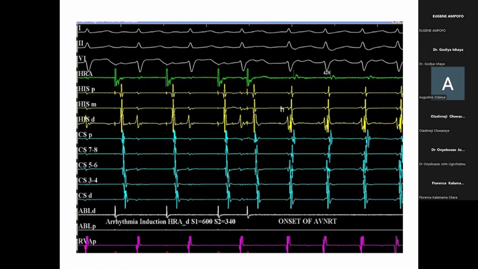Okay, so I guess our time is fast spent. I will send the slides to the group, so you'll be able to study AVRT, orthodromic, antidromic, and the others. So any questions on what we've done so far?